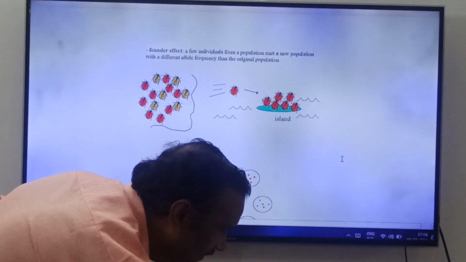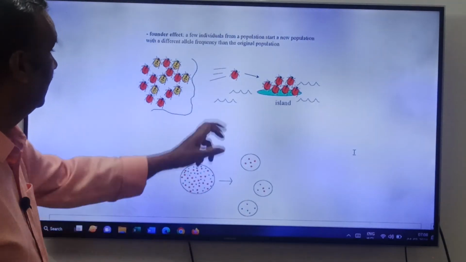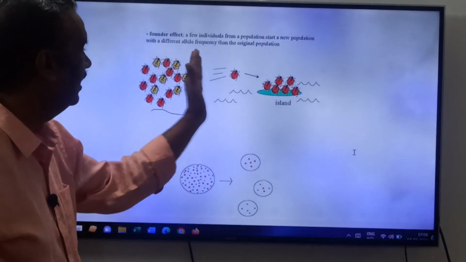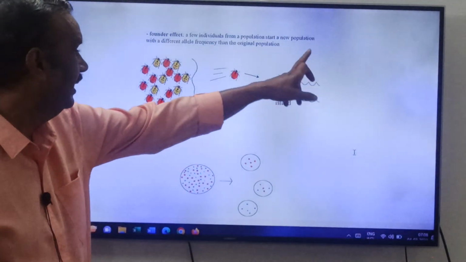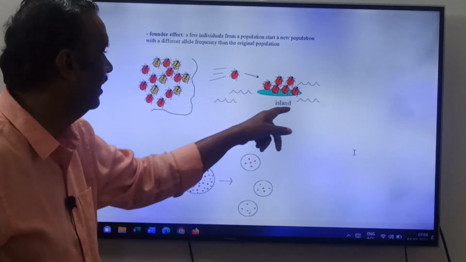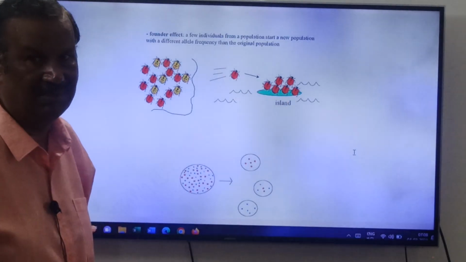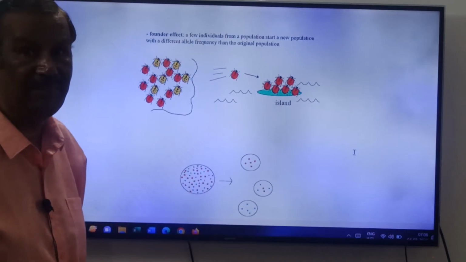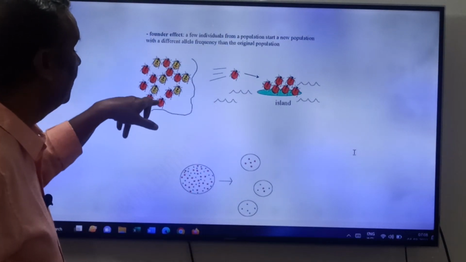See, friends, here is one example. This is the main population. This is a founder. This founder separated from the main colony and established a new colony. In this new colony, all organisms have the same character as the founder. This is called what, friends? Founder effect. In the main colony there are other genotypes and phenotypes.